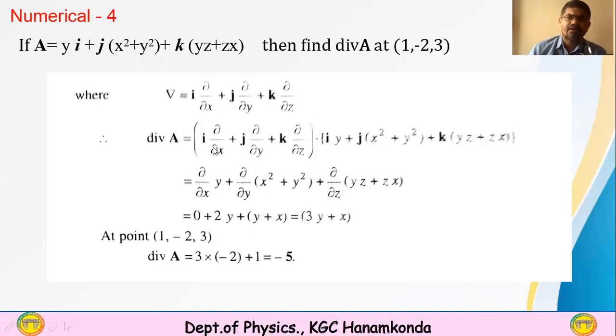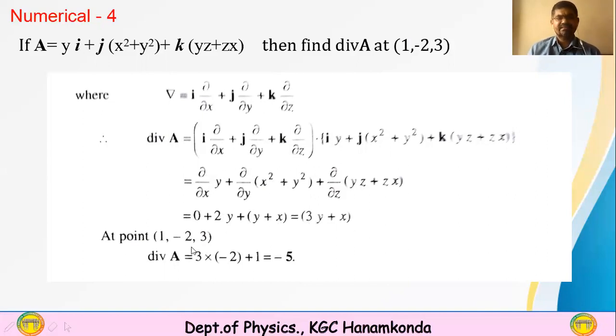Therefore, del bar, that is i ∂/∂x plus j ∂/∂y plus k ∂/∂z, dot the given vector, that is iy plus j into (x² + y²) plus k into (yz + zx). Just doing the dot product, we got ∂/∂x of y plus ∂/∂y of (x² + y²) plus ∂/∂z of (yz + zx). Performing partial differentiation, the first term will be 0 because the partial differentiation of y with respect to x is 0. In the second term, we get 2y. In the third term, y plus x. That value is 3y plus x.